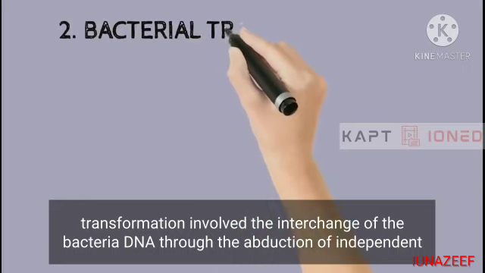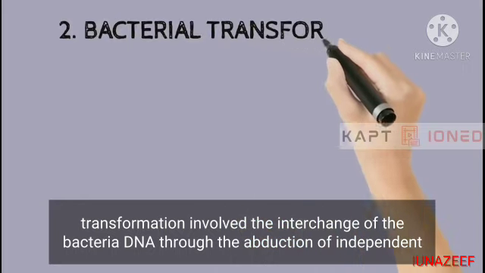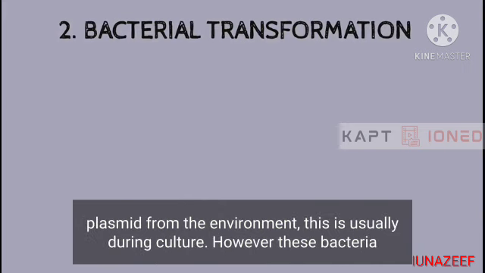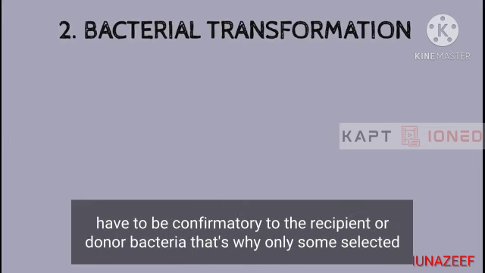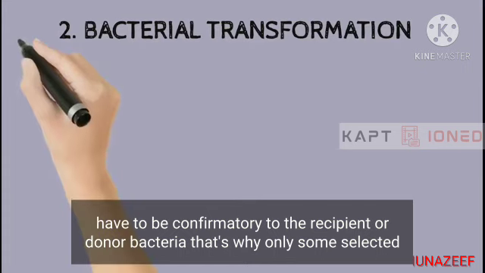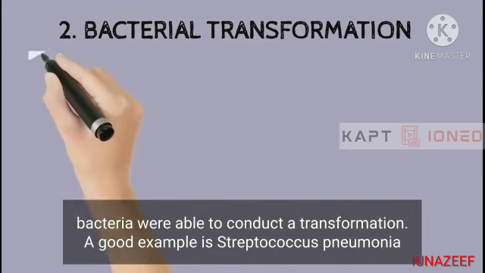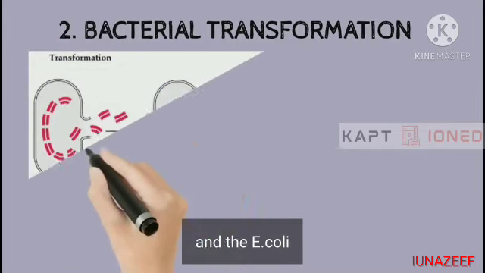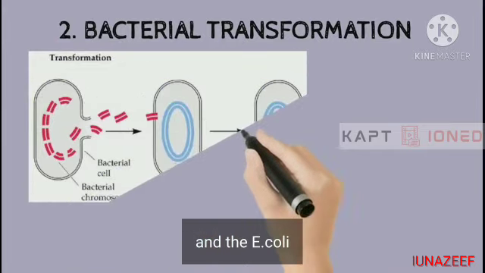The second form of bacterial sexual reproduction is called transformation. Transformation involves the interchange of genetic material through the uptake of independent plasmid DNA from its environment. This usually takes place during culture. However, the bacteria have to be compatible with the recipient or donor bacteria. That's why only some selected bacteria are able to conduct transformation. They include Streptococcus pneumoniae and Escherichia coli.